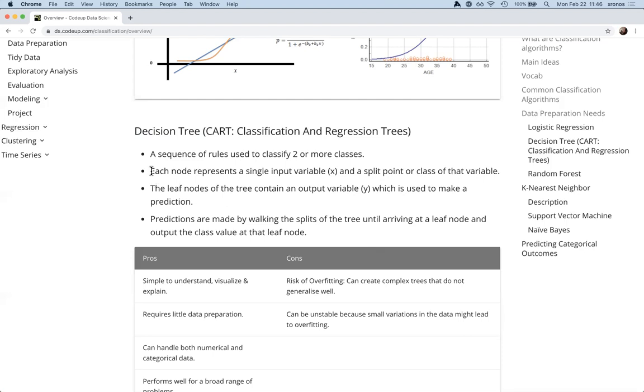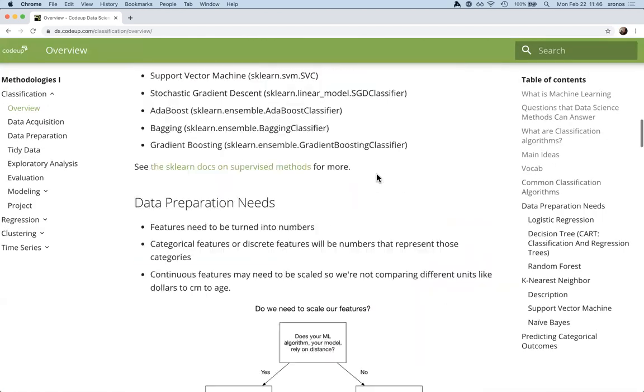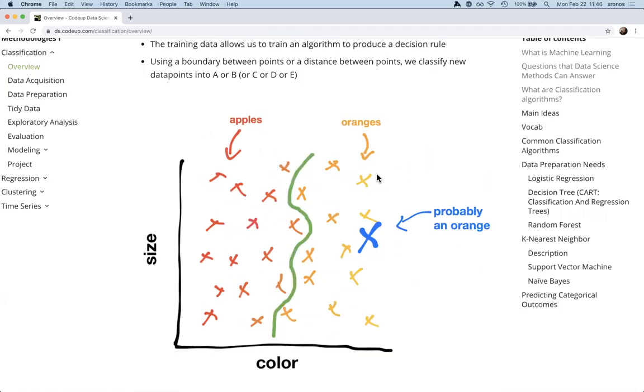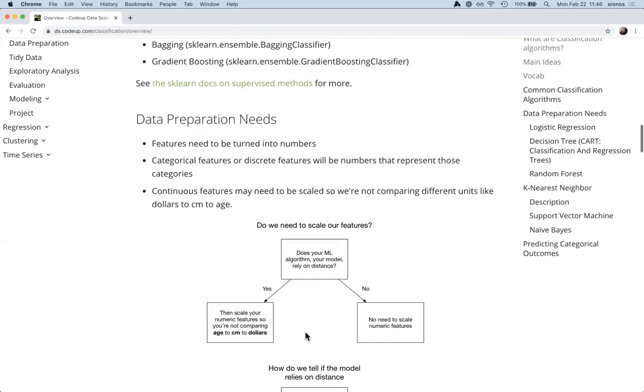And each node in that tree represents a single input variable at a split point that is making a classification. So decision trees actually look like this, where we're drawing either a horizontal or a vertical line based on the feature, where we can find a good decision rule.